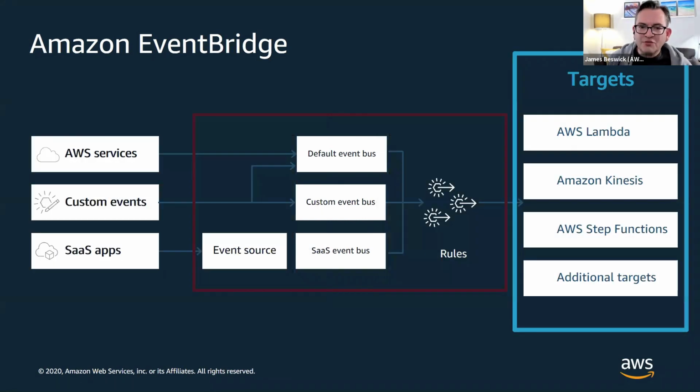Once you have rules that do match, this is where the event gets sent on to a target. A rule can have up to 5 different targets. And targets let you do things like invoke a Lambda function, or put a record on a Kinesis data stream or Firehose, or start the execution of a Step Functions workflow. Or you can even do things like starting a task using ECS or Fargate.